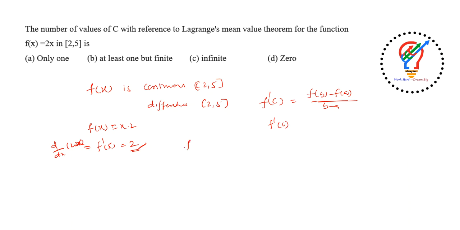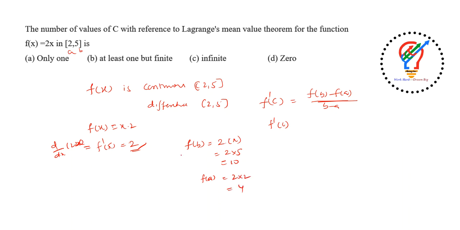What is f of b? f of b is 2 into the x value. What is the x value? b is nothing but 5. So 2 into 5 is nothing but 10. Similarly, f of a is nothing but 2 into 2, which is 4.